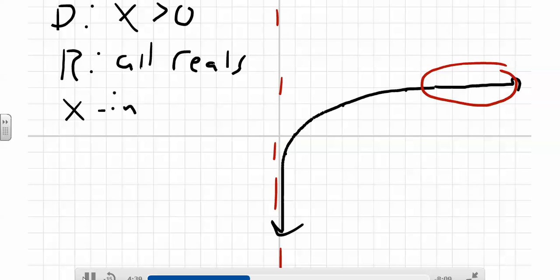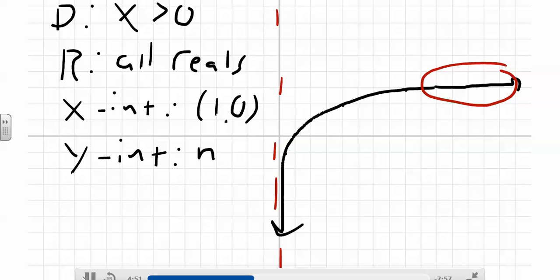X-intercept, that's where the graph crosses the x-axis. That's at the point 1, 0. We saw that from our table. Y-intercept, in this case, there's no y-intercept. The graph has a domain of x greater than 0, so it's never going to cross the y-axis unless there's a horizontal shift. Asymptote, one of our important pieces. That's x equals 0. That standard one is x equals 0. It's that vertical line that I have dashed in red there.